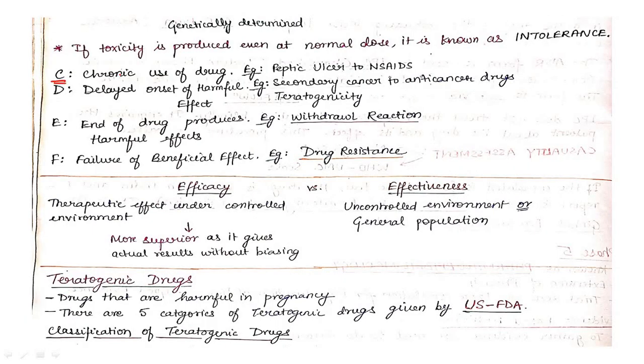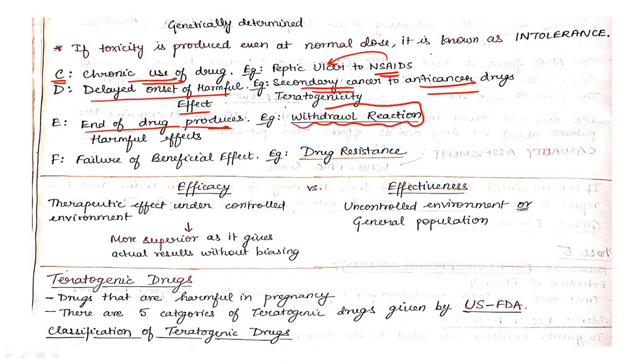Now coming to the next. C means chronic use of drug. Example, NSAID. Chronic use of NSAID may lead to peptic ulcer. D means delayed onset of harmful effect. When you are using an anti-cancer drug, then after a long time you may get secondary cancer. We will discuss which drugs lead to secondary cancers. Now, E means end of drug. If you stop the drug, side effects will come up. This is known as withdrawal reaction, when you stop alcohol or opioids or such.